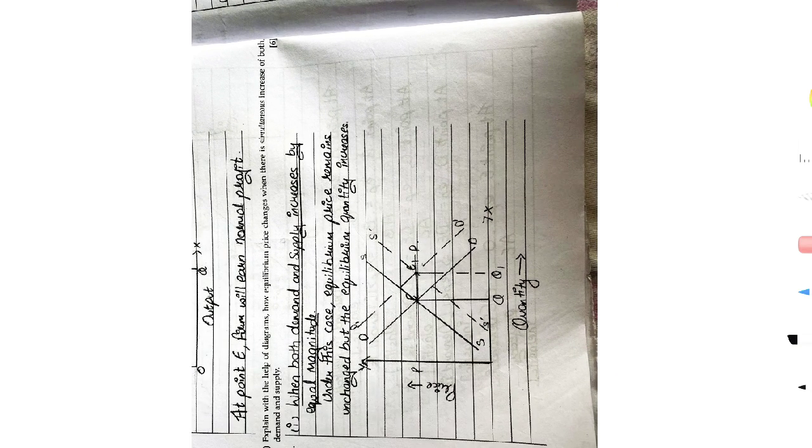So here are the various things, like what kind of questions will be asked. Explain with the help of a diagram how equilibrium price changes when there is a simultaneous increase of both demand and supply. So this was the earlier demand, this was the earlier supply, this was the earlier demand. So what has the question asked? You can see this is supply, this is demand, which was earlier.